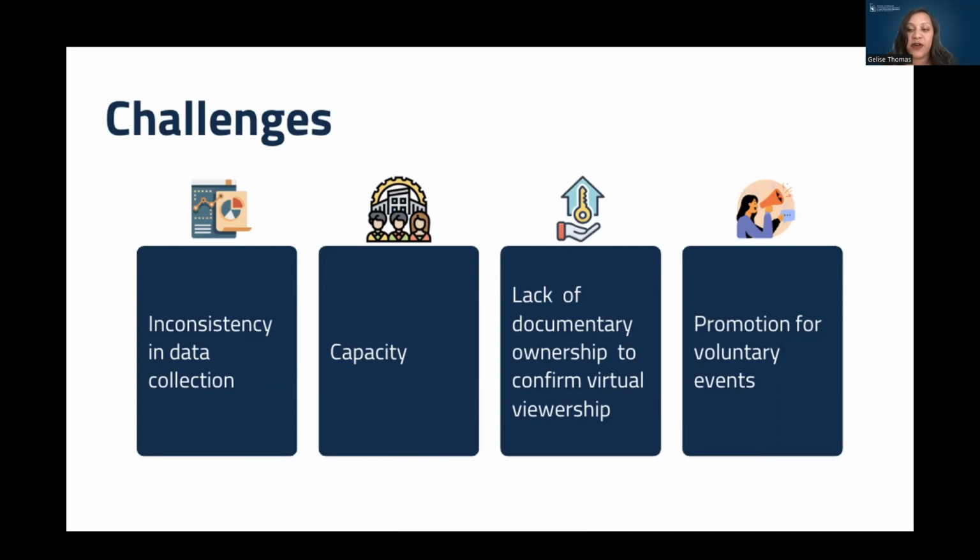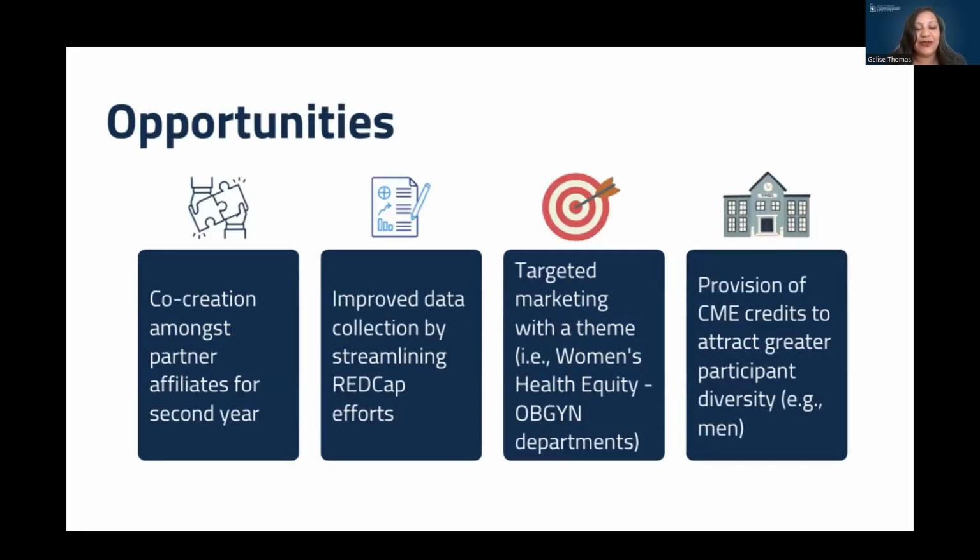And then promotion for voluntary events. All of these events are not required to attend. You don't get CME. So when we ask people to share with their groups, what's the incentive? What's the carrot? So we're also working towards building more carrots, or growing more carrots rather. And then opportunities. We have opportunities to co-create amongst partner affiliates for our second year. We have our planning meeting on the calendar. It's March 22nd, so really looking forward to that.